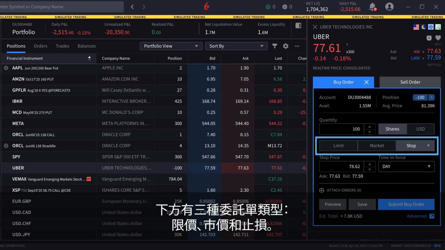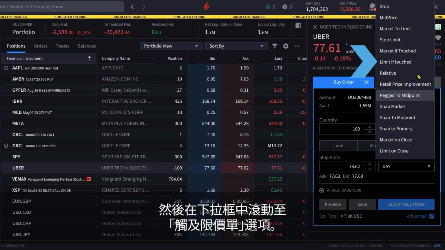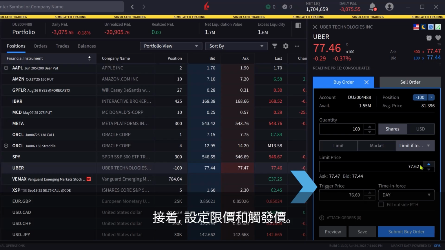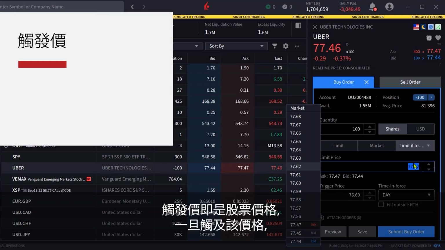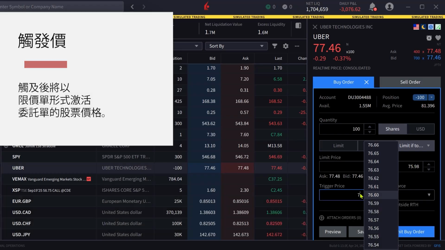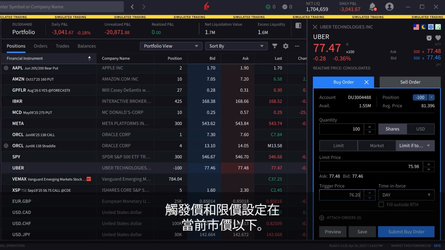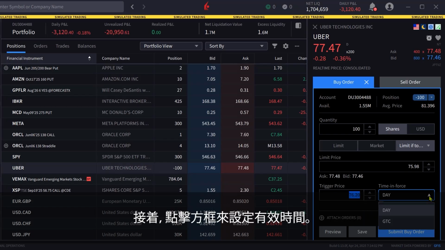Directly below are three order types: limit, market, and stop. To access the limit if touched order type, the investor clicks on Stop and scrolls the drop-down box to Limit if touched. The investor selects the limit and the trigger price. The trigger price is the price of the stock, if touched, that will activate the order as a limit order at the limit price. Since this is a buy order, they will set the trigger and limit price below the current market.